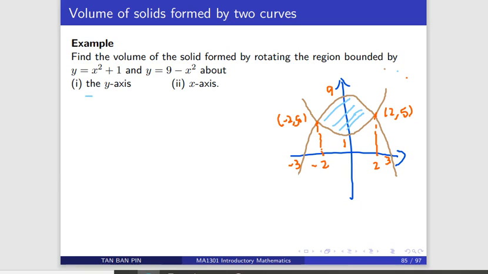You can try out part 1 and part 2 first. I'll give you the answer in the next 2 videos: one for rotating about the y-axis, and one for rotating about the x-axis.